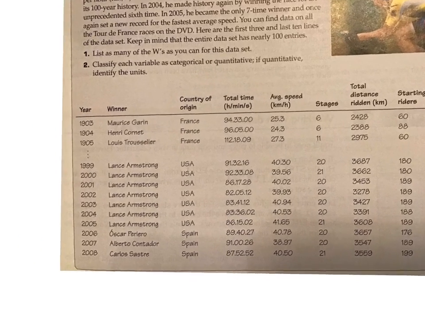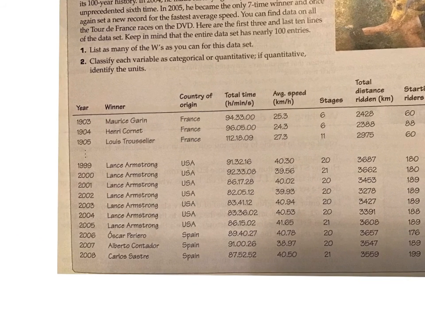Let's put a Q or a C next to year. Winner, of course, you can only put that in the category. There is only one winner. That's the category. Next one, country of origin. Country of origin doesn't have any units. It is a name, so it is a category.